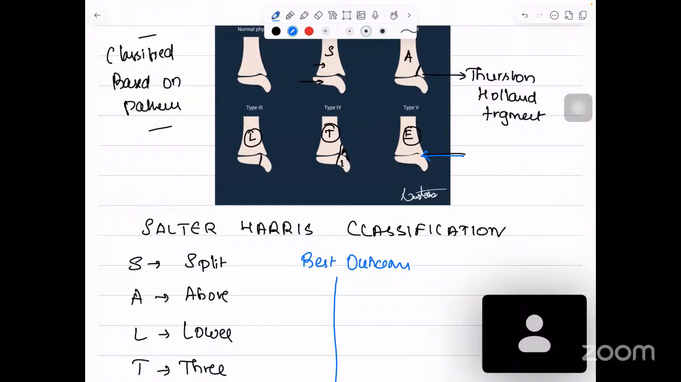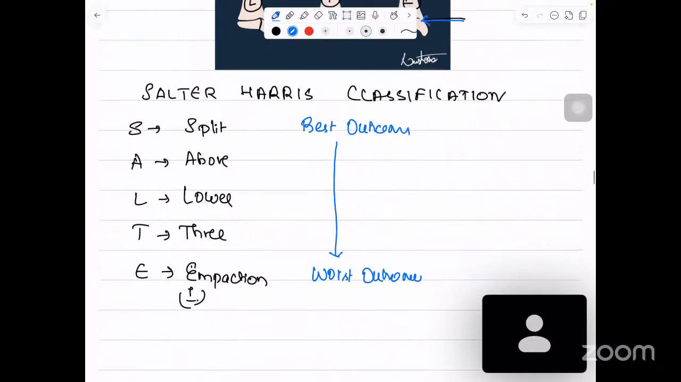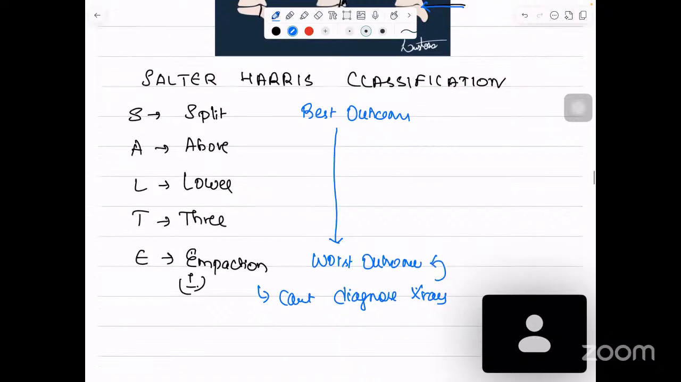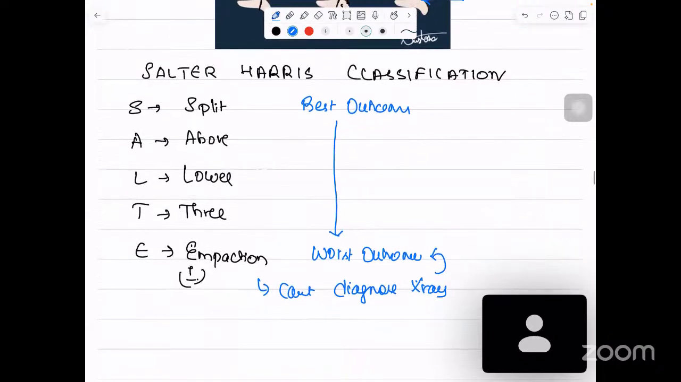How do you diagnose an impaction? You can't diagnose impaction with an X-ray. Okay, can't diagnose with the X-ray, and because of this, it's got the worst outcome. Why am I saying the worst outcome?